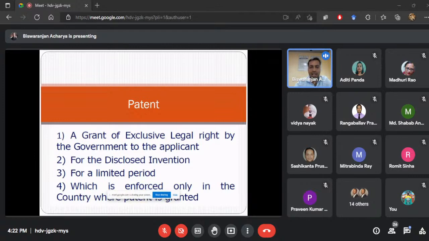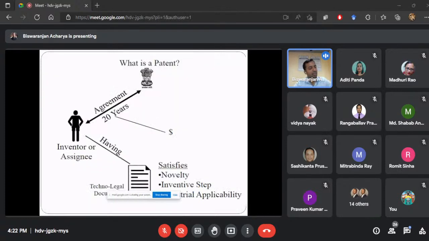First, a patent is a legal right granted by the government of India to the inventor or applicant for his or her disclosed invention for a certain period of time, and it has a geographical boundary. The patent can be enforced only in its territory, only in the country where the patent is granted. Generally, the standard patent term worldwide is 20 years.